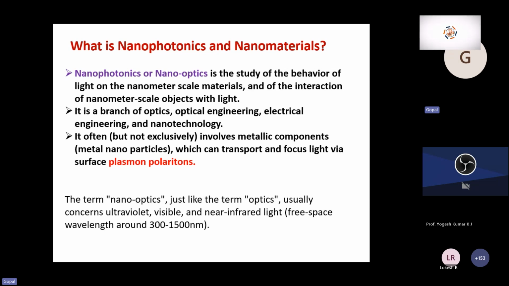It often involves metallic components, metal nanoparticles, which can transport and focus light via surface plasmon polariton. The term nano-optics, just like optics, usually concerns ultraviolet, visible and near infrared light, with free space wavelength around 300 to 1500 nanometer. So when a nanomaterial interacts with light, the response which you can record or image normally falls in the wavelength range of 300 to 1500 nanometer.